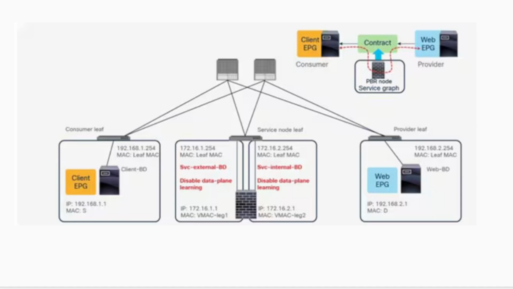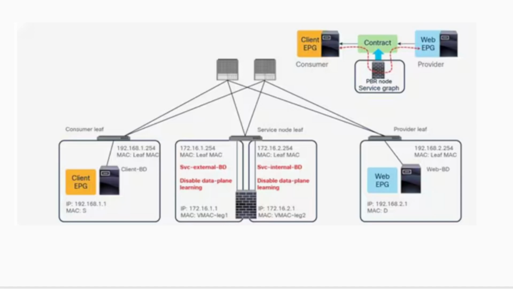The IP subnet is 172.168.1.0/24. Disable data plane learning is special configuration that you need to have that prevents the bridge domain from learning MAC addresses dynamically, ensuring traffic is explicitly forwarded to the service node. Service internal bridge domain, the internal side of service node. The IP subnet is 172.16.2.0. Same configuration to disable data plane learning.